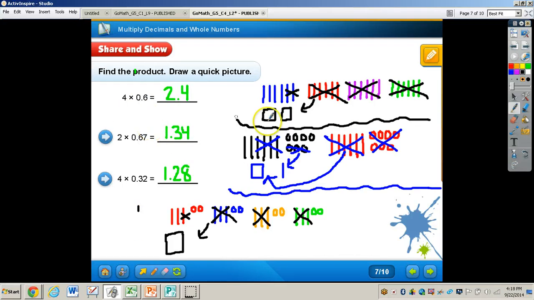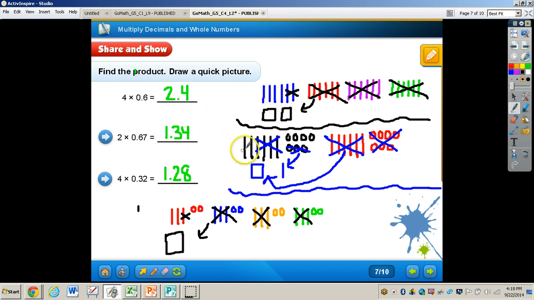Okay, you can see my lovely pictures along with the correct answers. You can see 2 and 4 tenths. You can see I had 6 tenths, 4 groups of 6 tenths. I regrouped after I added my tenths. I had 2 wholes and then 4 tenths left over for 2 and 4 tenths.